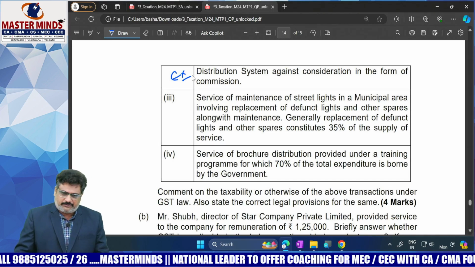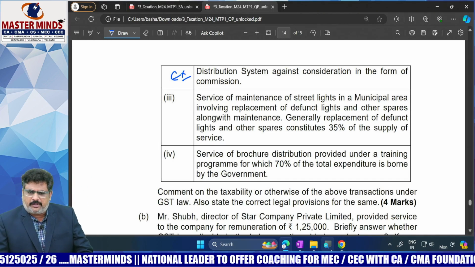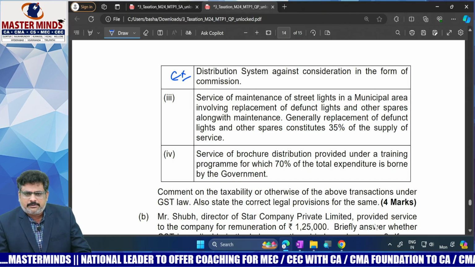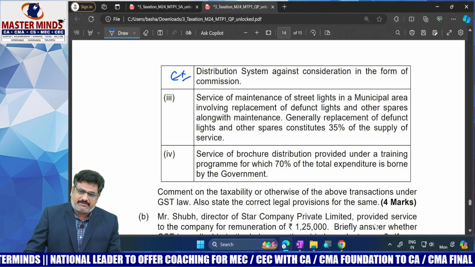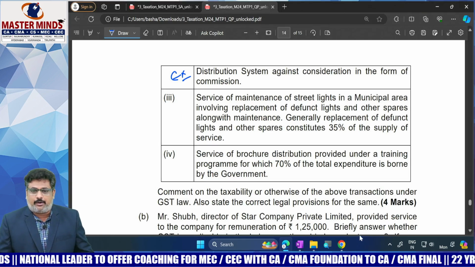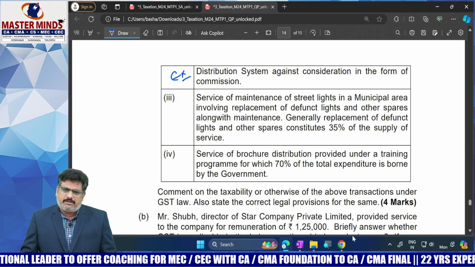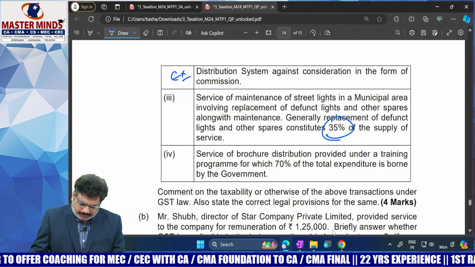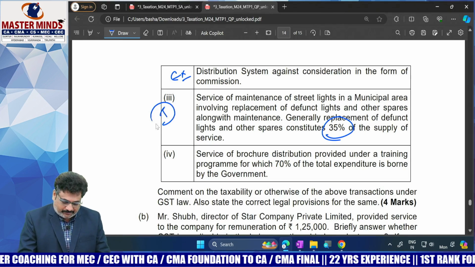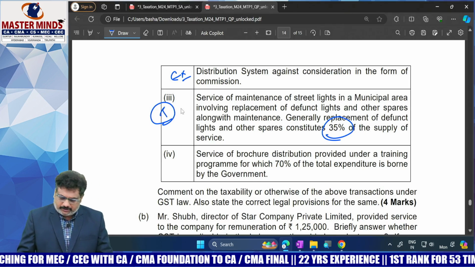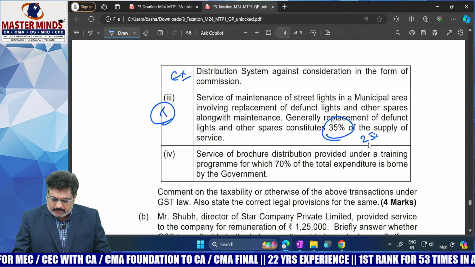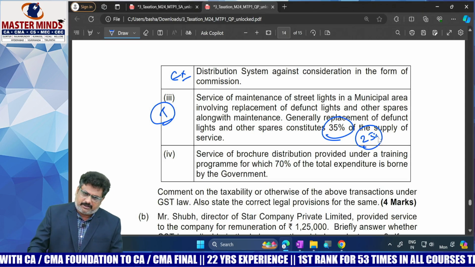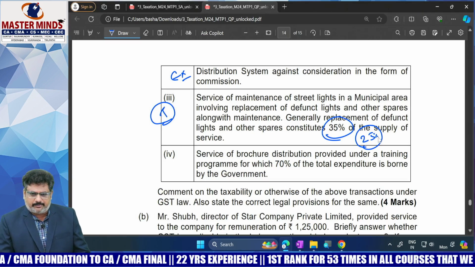Exemptions to government is the main focus. Next one, services of maintenance of street lights in a municipal area, replacement of defective lights and other spares along with the maintenance. Generally, the replacements constitute 35% of the supply of service. Definitely, it is taxable because you will get the exemption only if the goods value does not exceed 25%. Here it is 35%, therefore it is taxable.